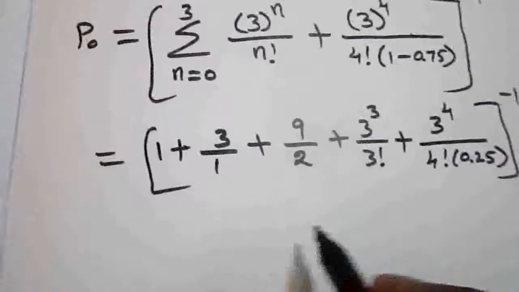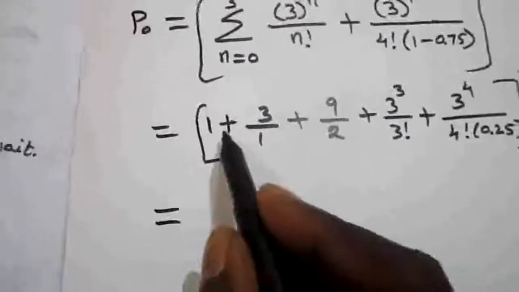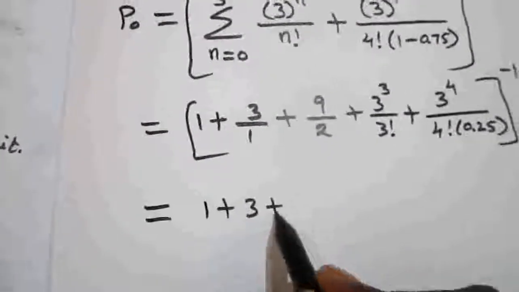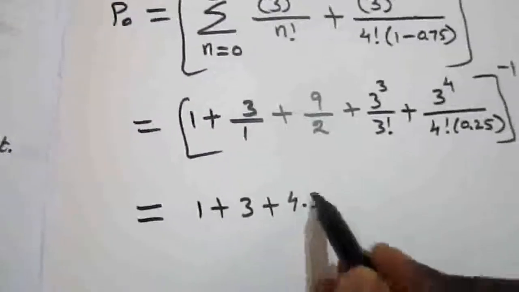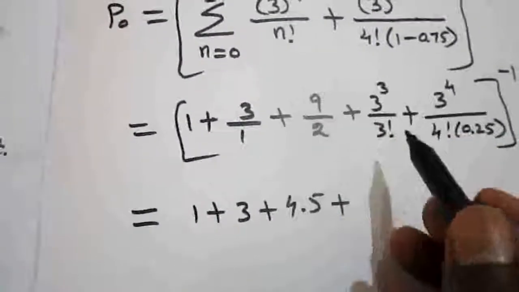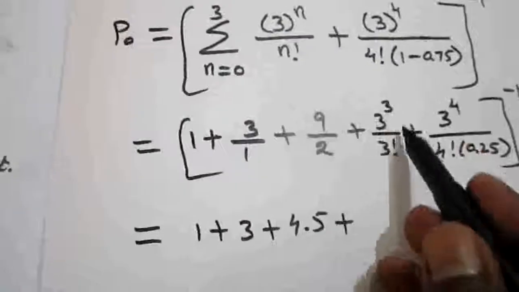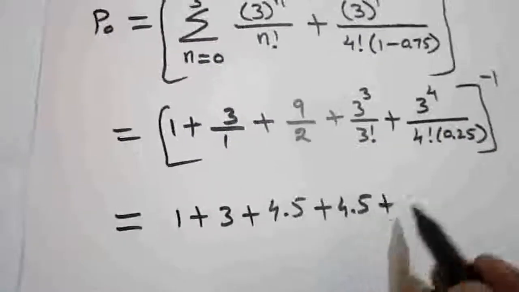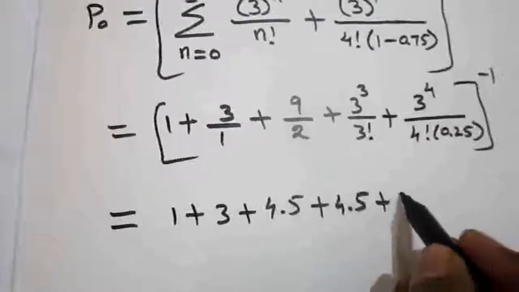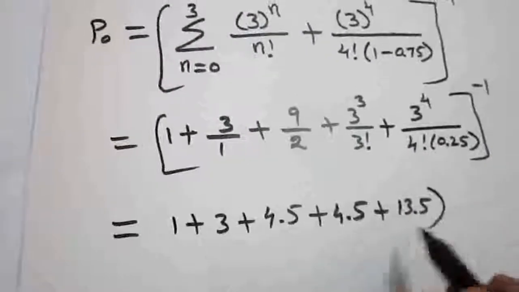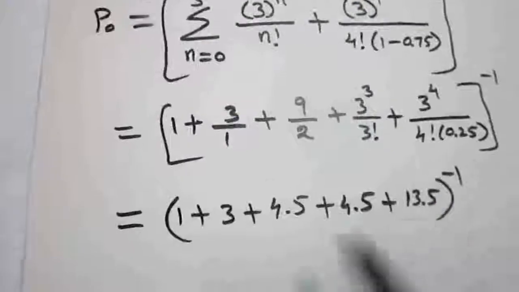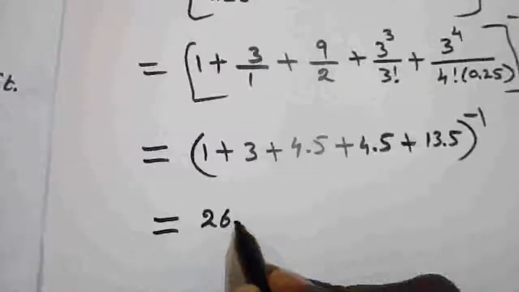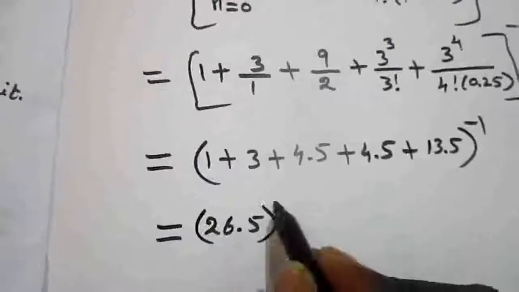So now using calculator I am going to simplify. This is 1. 3 by 1 is 3. 9 by 2 is 4.5 plus 3 power 3 by 3. 3 power 3 by 3 solved by using calculator, you will be getting again 4.5, and using your calculator, you will be getting 13.5 whole power minus 1. So add all the values, you will be getting 26.5 whole power minus 1.